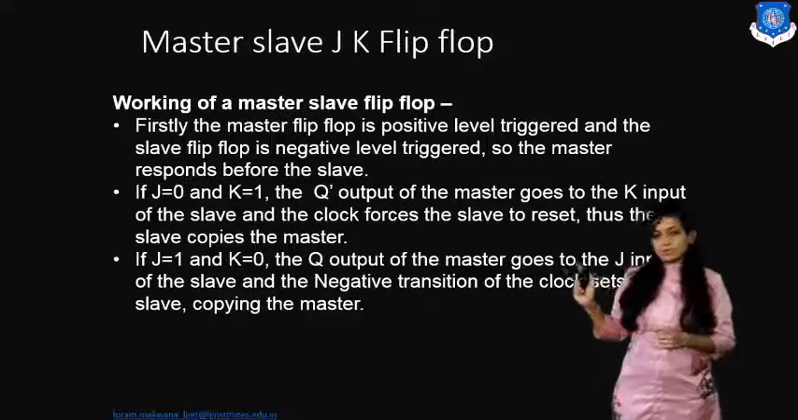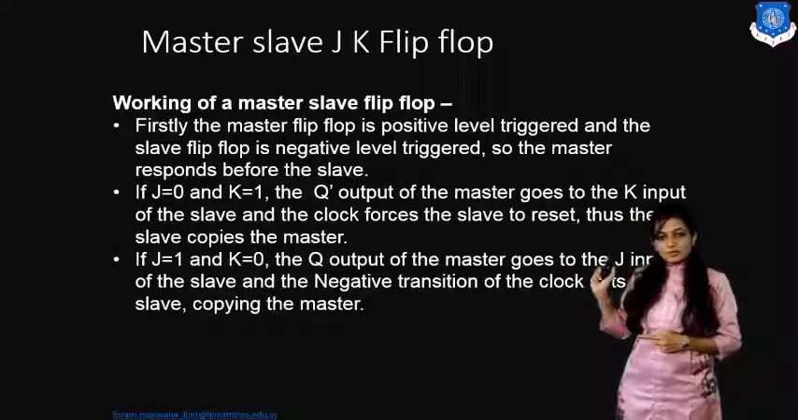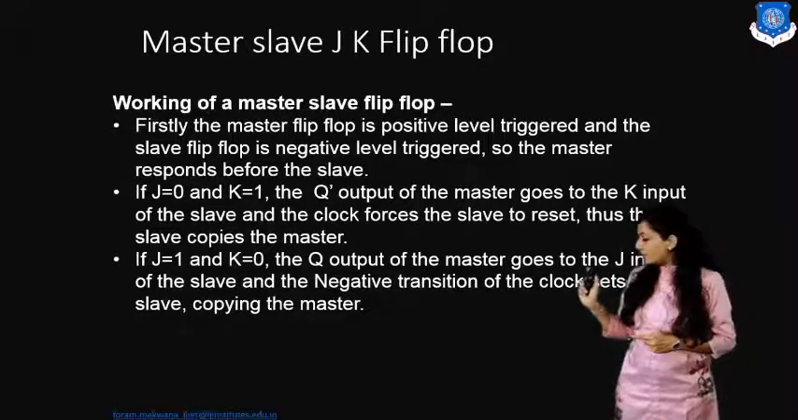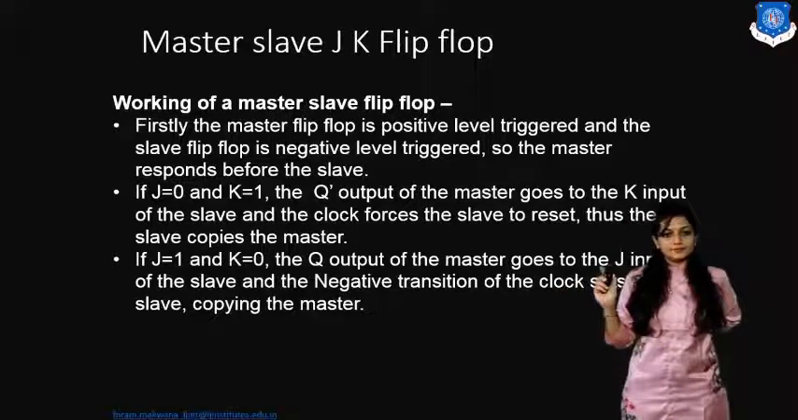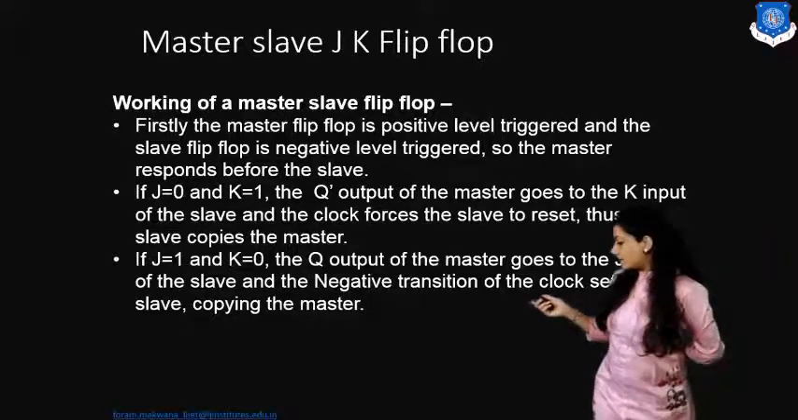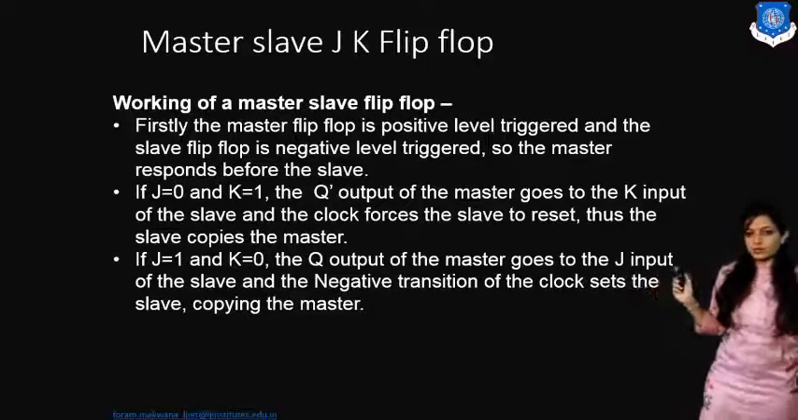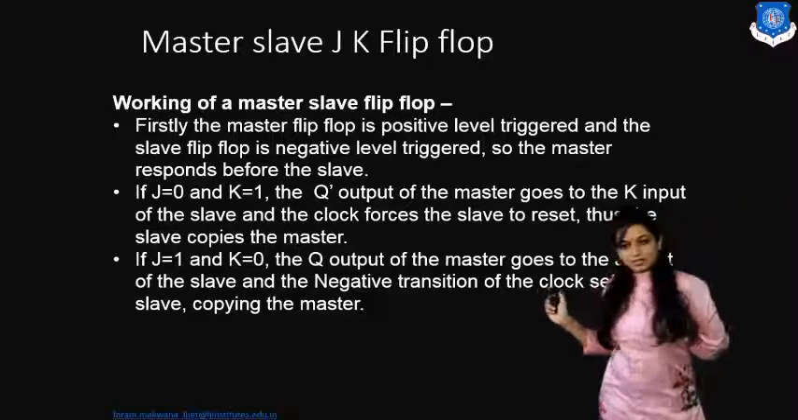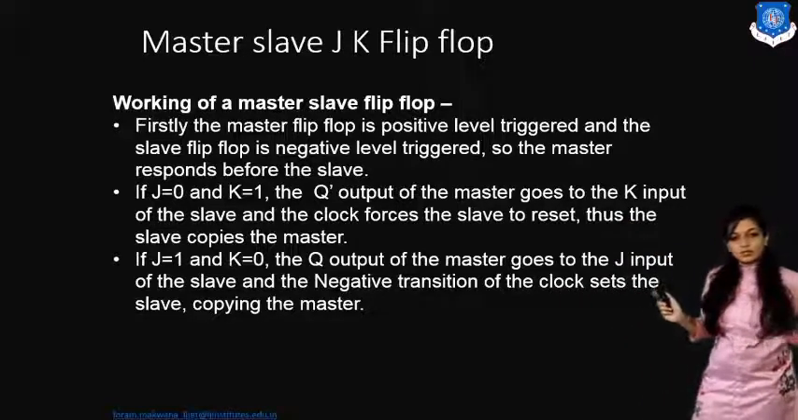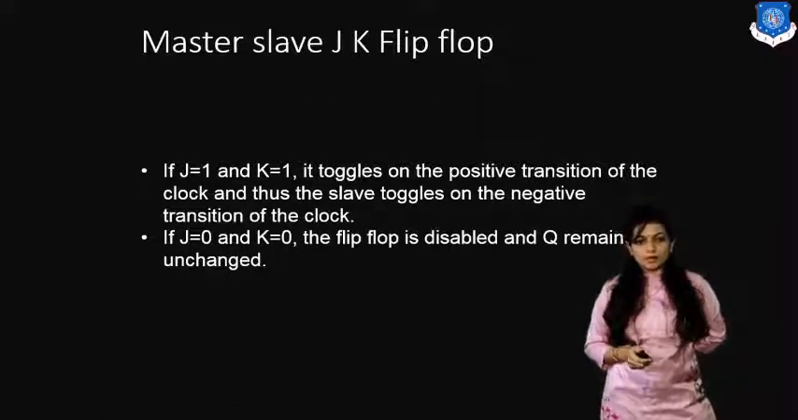So if J is equal to 0 and K is equal to 1, Q bar of the master flip-flop goes to the K input of the slave, and this clock will force the slave to reset. So the slave will copy the master. Okay? If J is equal to 1 and K is equal to 0, the output Q of the master goes to the J input of the slave. The negative transition of the clock will set the slave, so it will copy the master. This is the working of master slave.